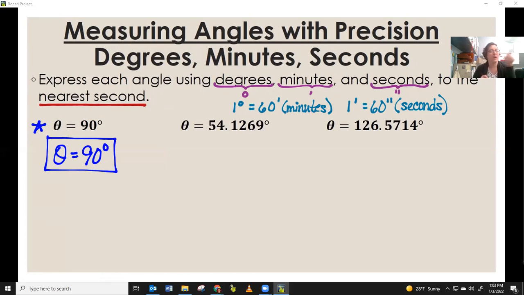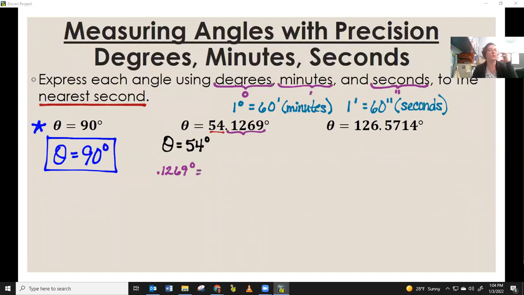For the second one, any whole degrees I want to keep as whole degrees. It's the fractional part, the decimal part, that I would want to change into minutes and seconds. So for this middle one, theta equals, I have 54 whole degrees. And then I need to take this decimal portion right here. So I have 0.1269 degrees. I want to change that into minutes.